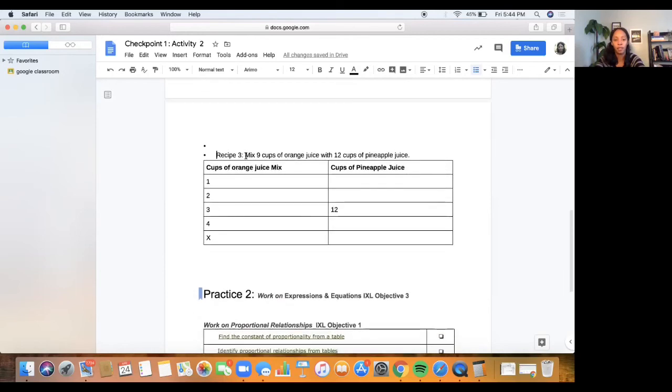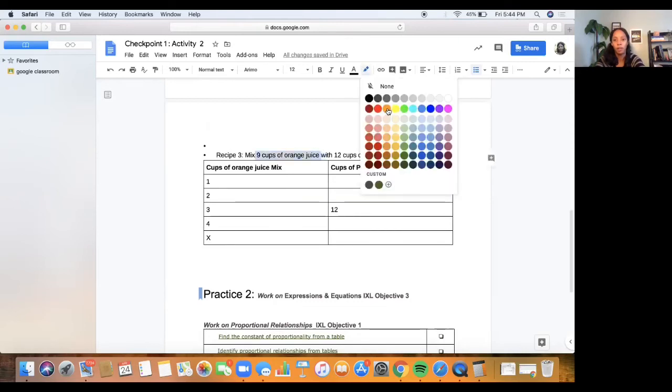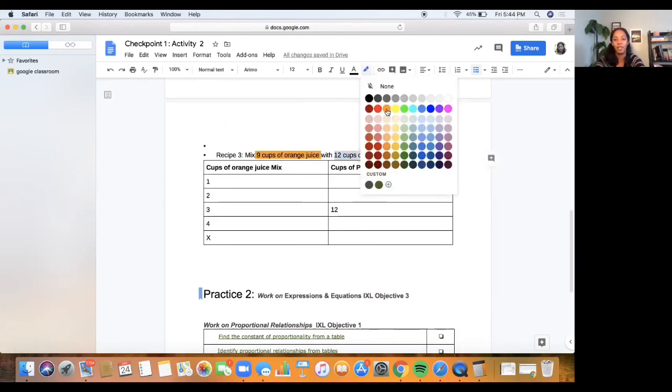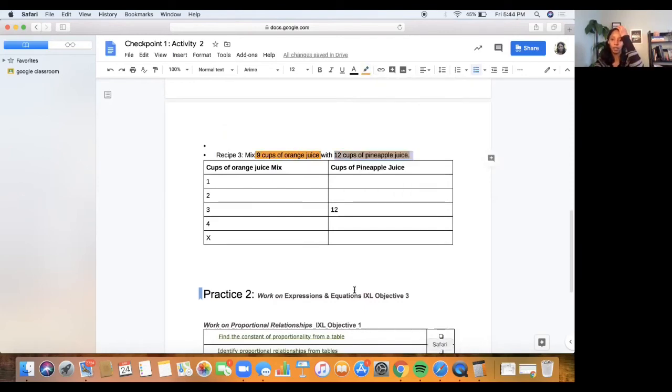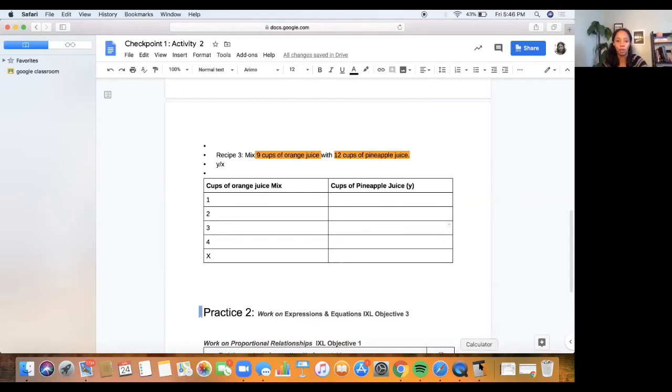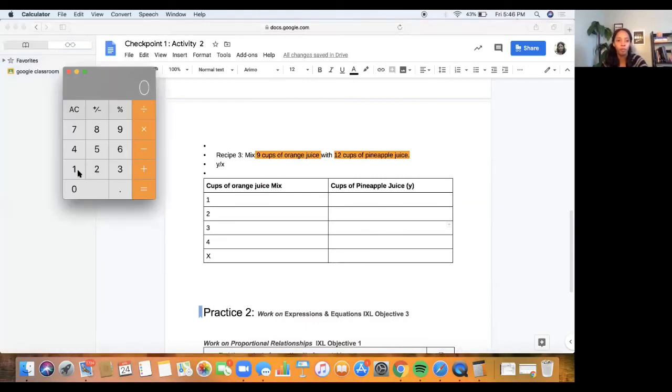The recipe is for 9 cups of orange juice with 12 cups of pineapple juice. So for this one, we need to take 12 and divide that by 9. And that should give you 1.33333. That 3 goes on forever and ever.